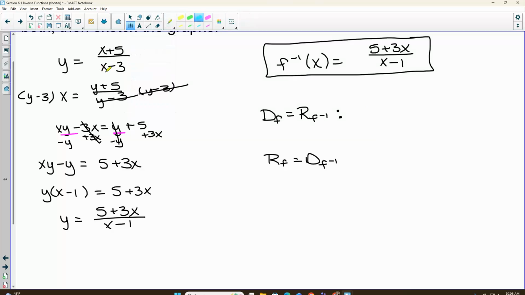Domain of the function, if I go back to my original function, then I know x minus 3 can't be 0, so x can't be 3. So it's everything but 3. Negative infinity to 3, union 3 to infinity.